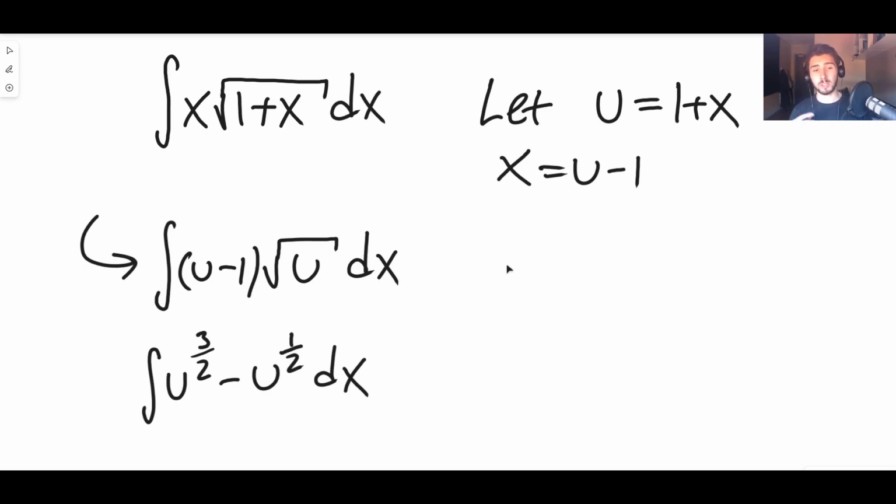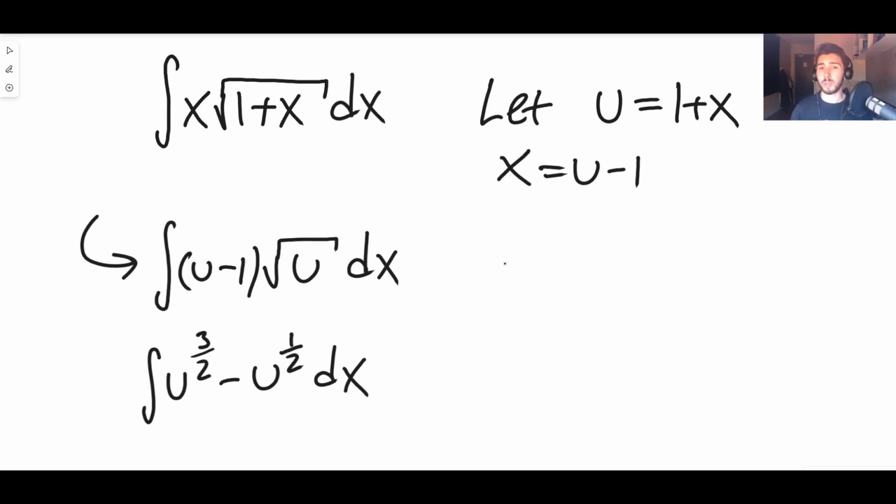Notice how u to the power of 3 over 2 minus u to the half is easier to integrate than what we began with. The only problem though is that we're still integrating with respect to x, because all we've done so far is just replace x with some u's, but dx is not du, so we can't integrate this. If only there were a way to figure out what du is in terms of dx and vice versa, so that we can replace the dx with some sort of du.